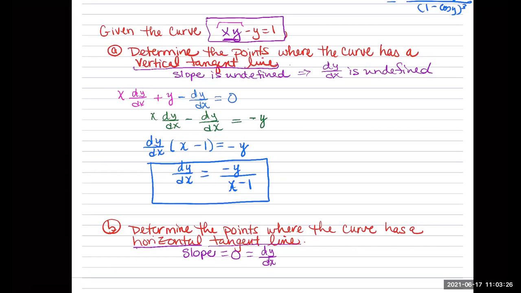And we got this fraction when we took the derivative, and we know that a fraction is undefined when the bottom is 0, right? So that means that this dy dx will be undefined when the denominator is equal to 0, or when x is equal to 1. So any questions about that part?